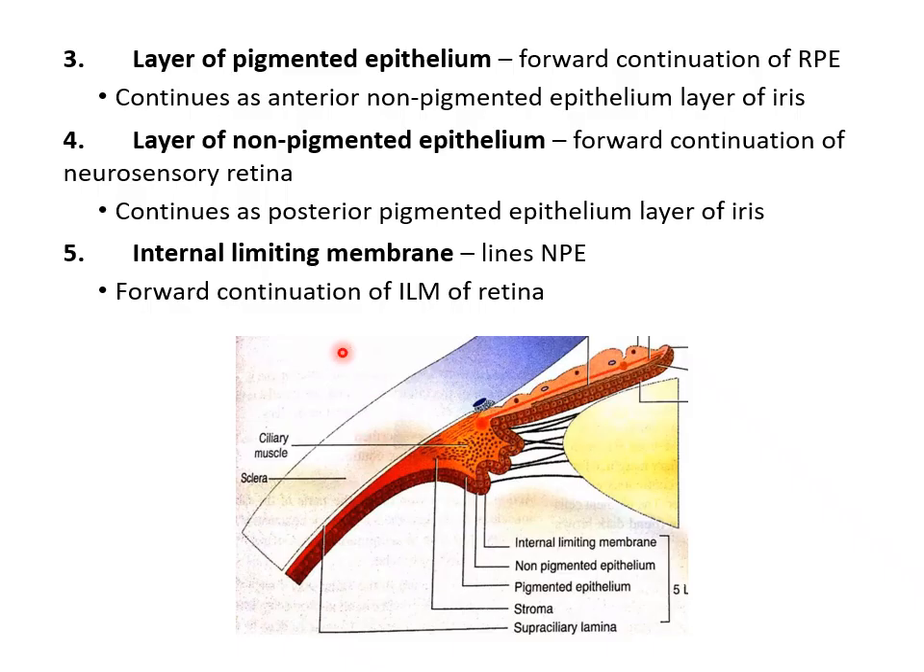Lastly, the innermost, transparent layer is the internal limiting membrane. This is the forward continuation of the internal limiting membrane of the retina. It's a transparent layer just over the epithelium. So that is the ultrastructure, or microstructure, of the ciliary body, consisting of five layers.